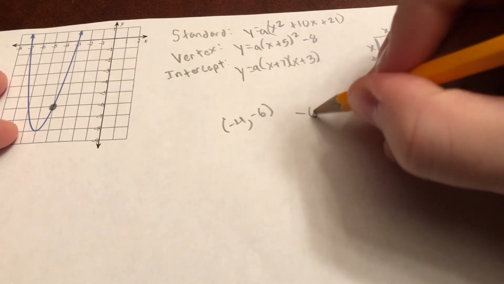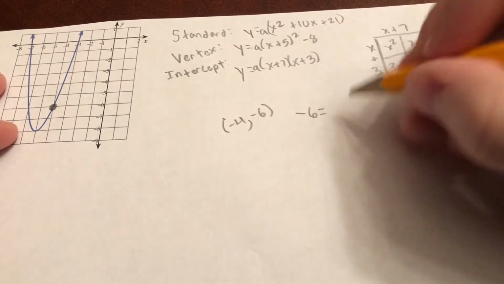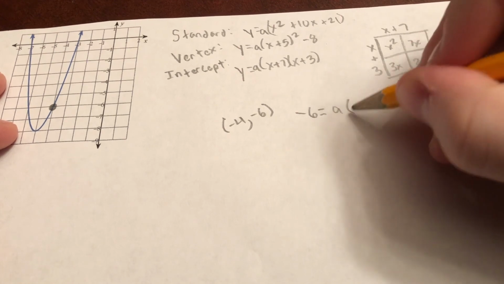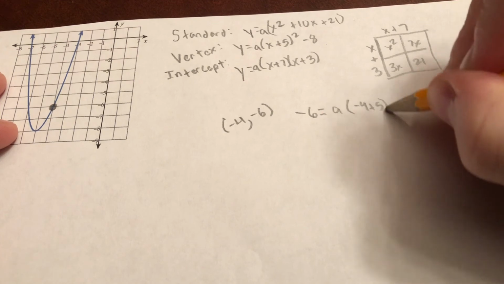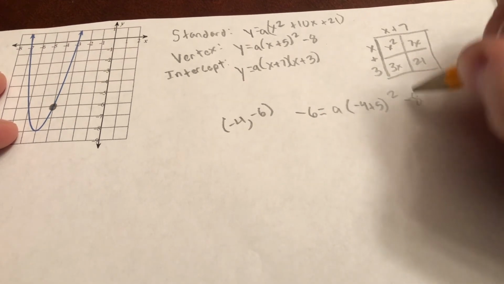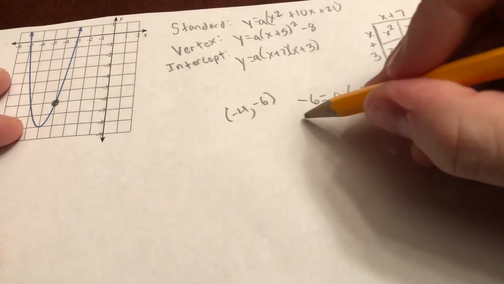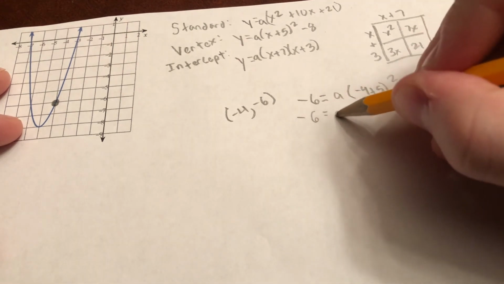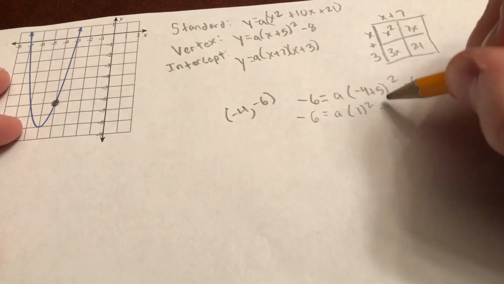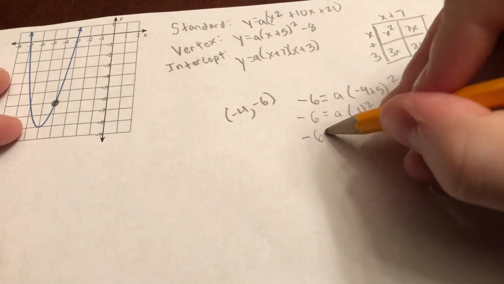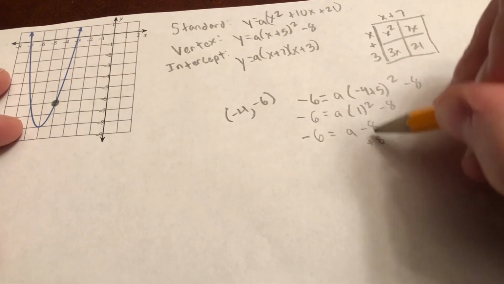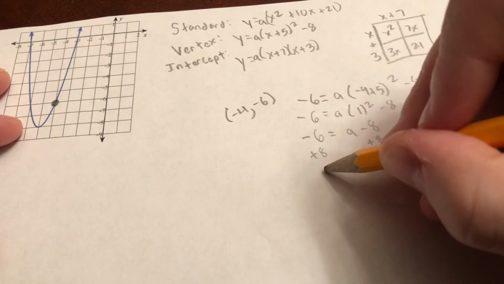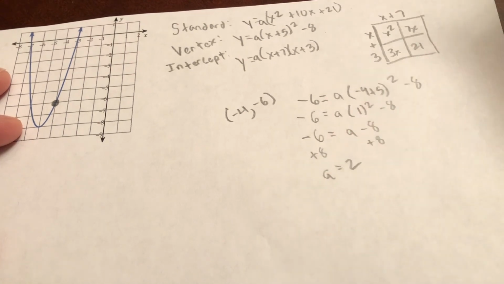So -6 equals a times (-4 plus 5) squared minus 8. I'm going to do parentheses first. I get -6 equals a times 1 squared minus 8. -6 equals a, because 1 squared is just 1, minus 8. Add 8 to both sides. I know that a equals 2.